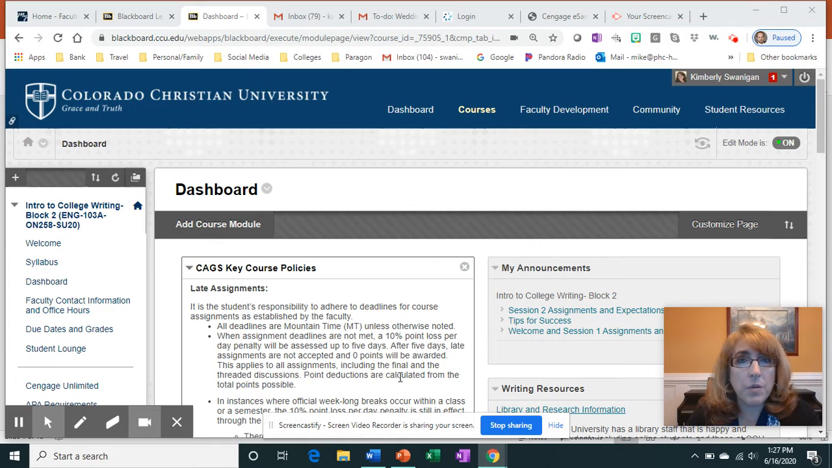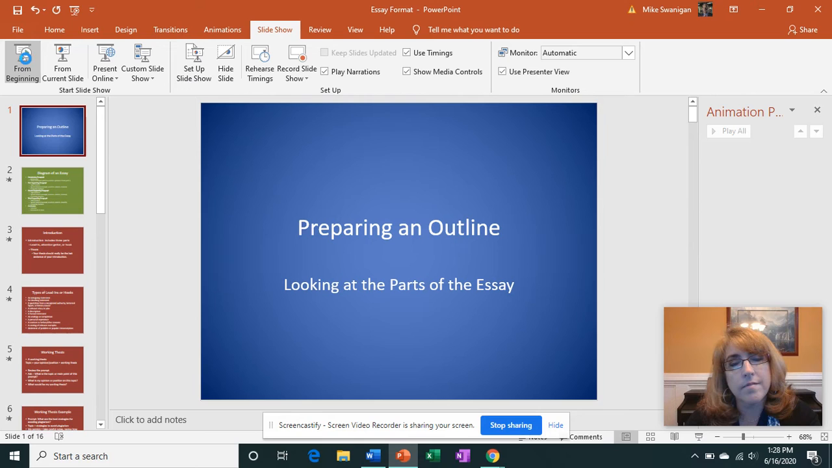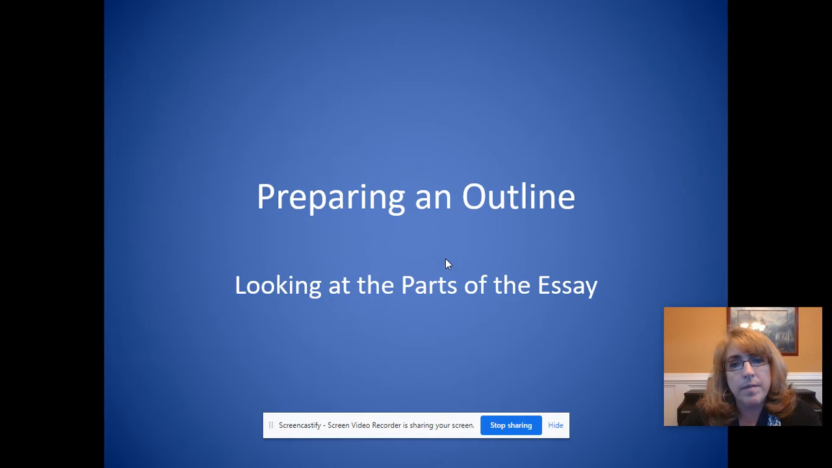But the one I want to share with you and sort of talk you through is going to be called essay format. Okay, so I'm going to walk you through that one. So again, this is just intended to be a helpful resource. There are lots of ways to write a paper. This is one way, okay? And this is one way to think about how to organize your thoughts, okay?